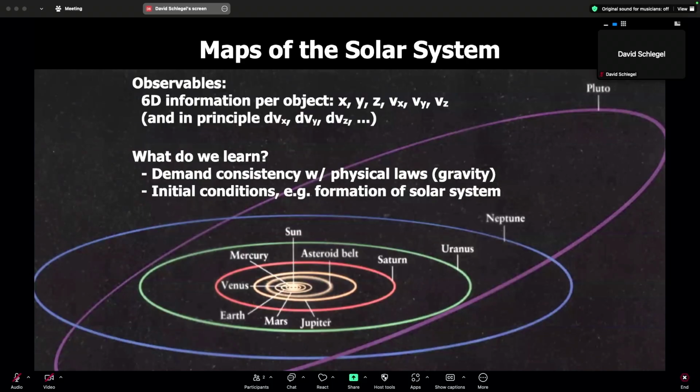Historically, this has been very useful for physics, where we've measured these properties in the solar system, and then you demand a consistency between that map and what you've learned in, let's say, first semester physics.